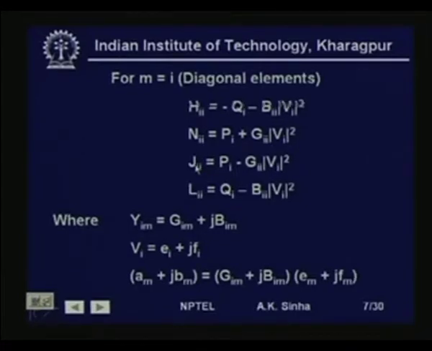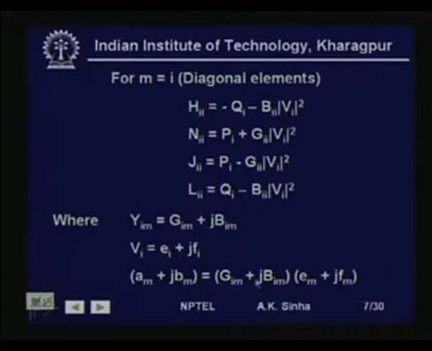Here, L_i is equal to Q_i minus B_ii V_i squared, where Y_im, the imth element of the admittance matrix, is written as G_im plus jB_im. That is, this is the conductance part and this is the susceptance part. The voltage phasor is written in rectangular coordinates, V_i is equal to E_i plus jF_i, and therefore we get A_m plus jB_m is equal to (G_im plus jB_im) into (E_m plus jF_m). So, this multiplication of Y with V is put here as A plus jB.